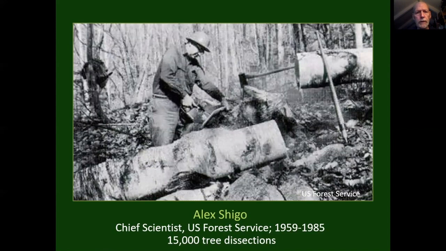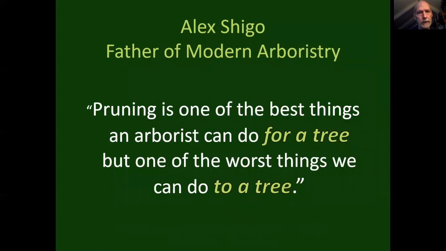Most of what we know is the result of the research of this gentleman, whose name is Alex Shigo. He's referred to as the father of modern arboriculture. And you see him here in the process of cutting up a downed tree. He did 15,000 of these tree dissections to try to figure out how trees respond to an injury. One of his quotes is pretty good. He says, pruning is one of the best things an arborist can do for a tree, but one of the worst things we can do to a tree.